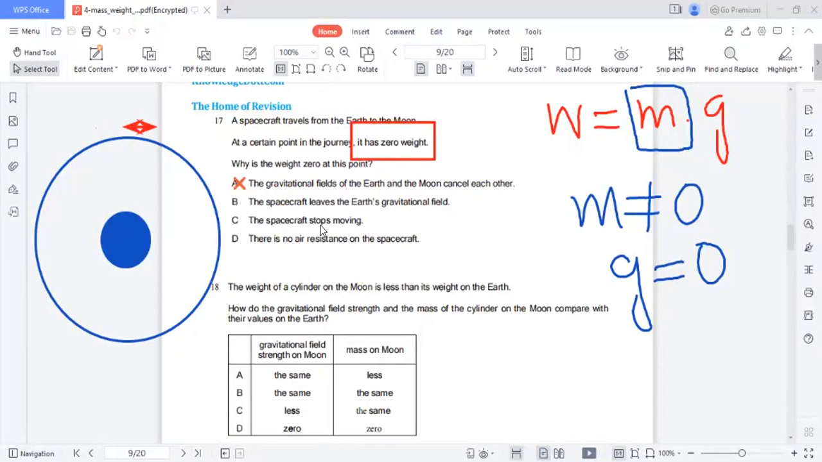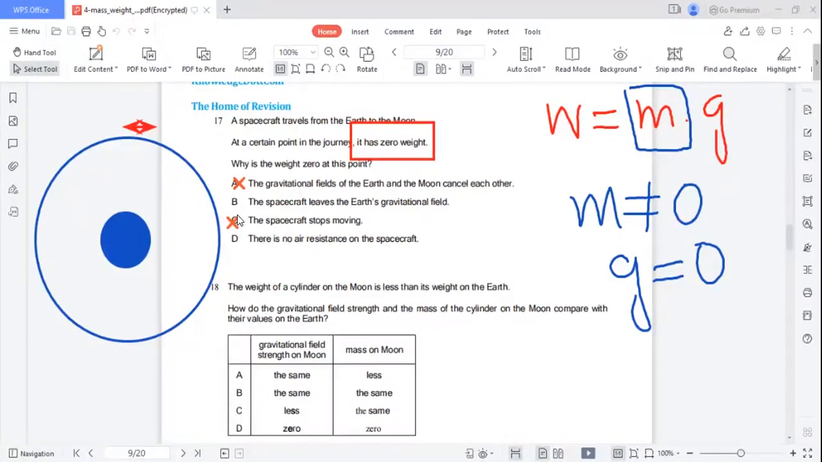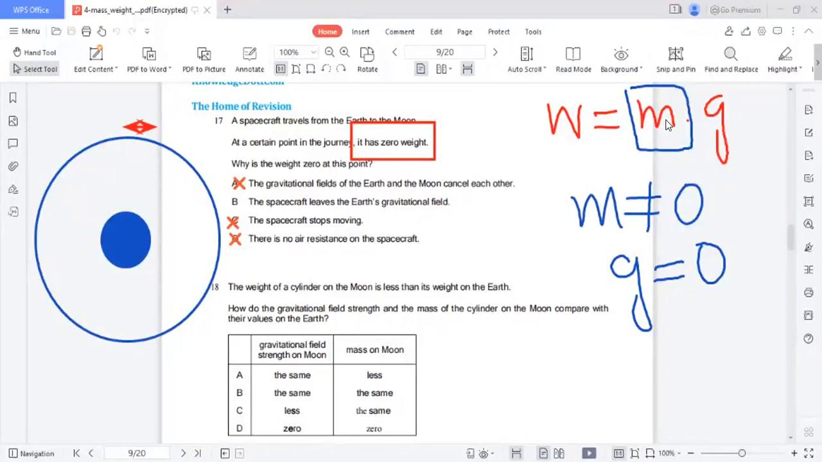The spacecraft stops moving, like it's going in an outward direction. There is no air resistance, and there is no link between weight and air resistance. In the formula, there are only two things: mass and gravitational field strength. It means either of them would become zero. So there is only one possibility, which is that the spacecraft leaves the Earth's gravitational field. So that's the possible option. Okay.